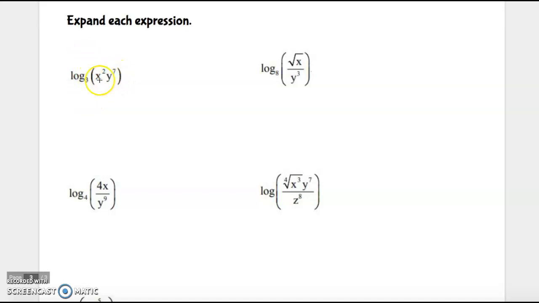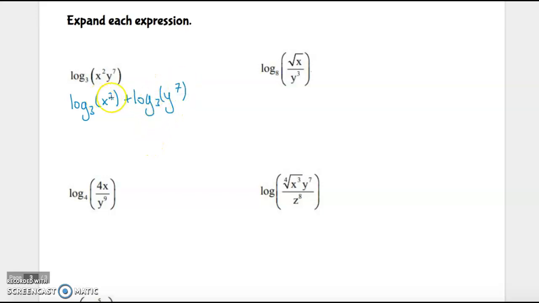So the first thing I'm going to do is start breaking up my log as much as possible. Right now, for example, I see that between x squared and y to the 7th, I have multiplication occurring. I know that multiplication inside of a logarithm turns into addition between 2 separate logarithms. So I can write this as log base 3 of x squared plus log base 3 of y to the 7th.